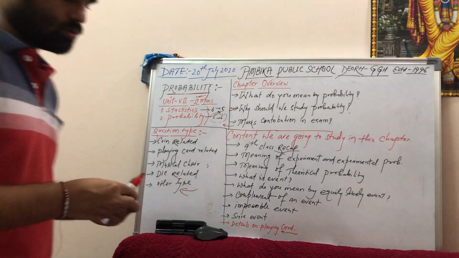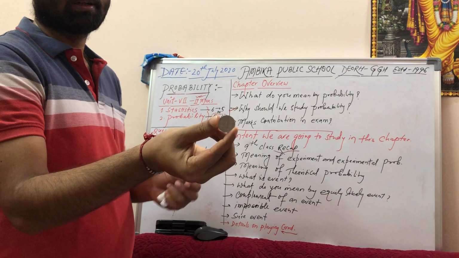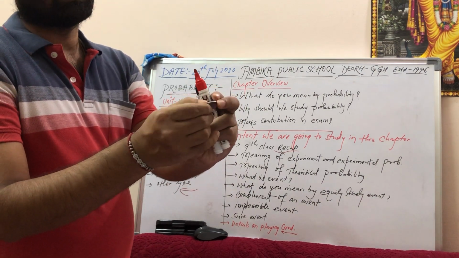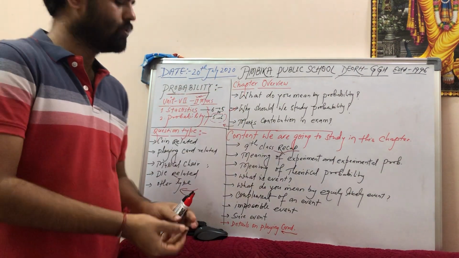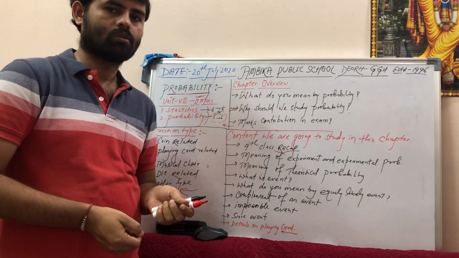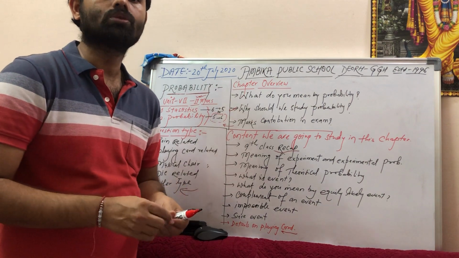Okay, so when you are going to do the toss, this is a coin, this part is head, this part is tail, and another part is head. Everybody knows that, right? So when you do the toss, why are you doing the toss?